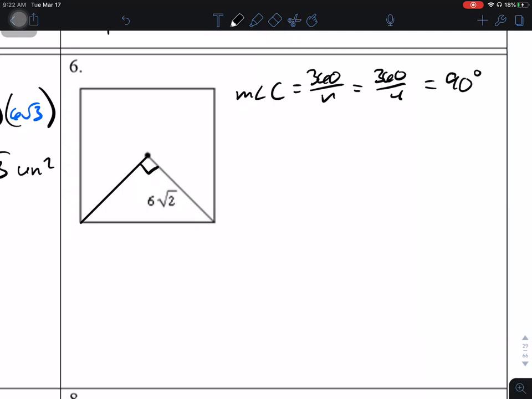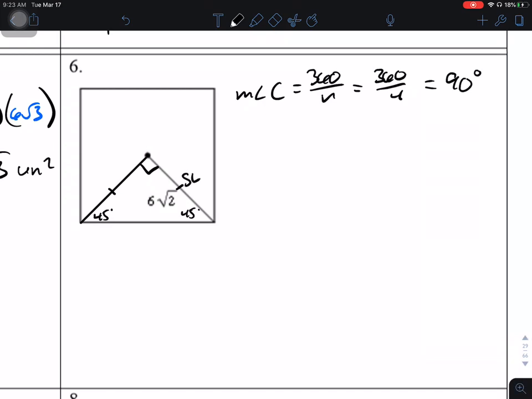Now, I'm not going to find an apothem for this because I know, since these are the same length, because those are the radii of this regular polygon, if that's 90, these other two angles have to be the same. It's isosceles triangle theorem, so there have to be 45. This is a 45, 45, 90.